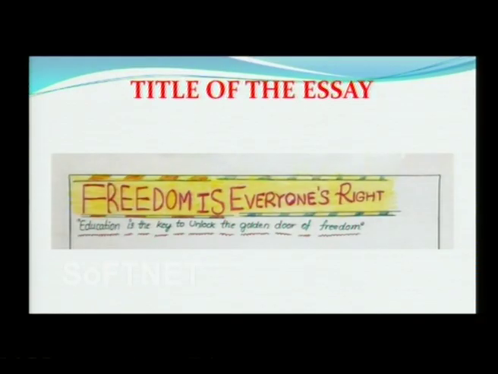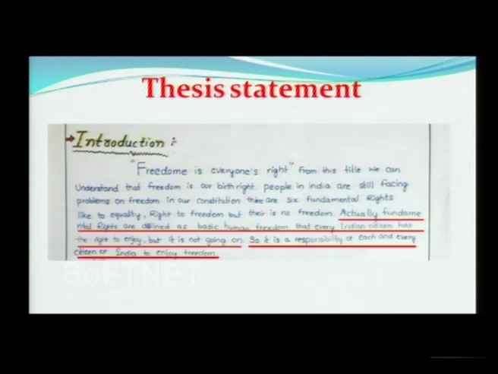Now, let us analyze a group version with thematic indicators. Look at the slide. Here, we have taken a child's version. This is a student's version. Here, we have extracted only the topmost part of the essay, that is the title of the essay. Freedom is everyone's right. It is clearly mentioned there. And in the next slide, we could see the thesis statement. The underlined sentences describe the thesis statement, that is the main theme of the essay.